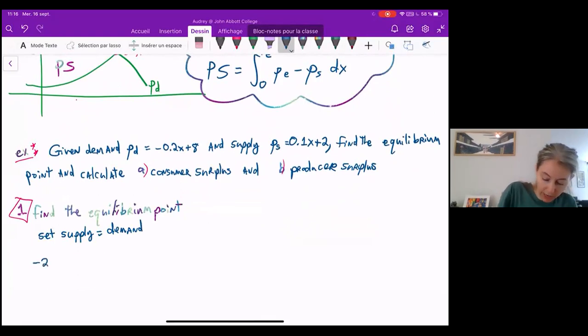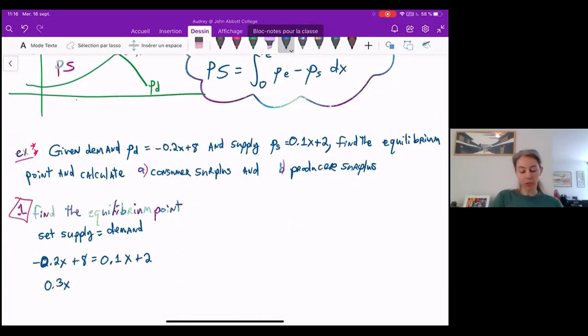So in this case, I'm going to have negative 0.2x plus 8 is equal to 0.1x plus 2. So I'm going to add 0.2x to both sides to get 0.3x. And then I will subtract 2 from both sides to get 6. So here I get that x is equal to 6 over 0.3, which is equal to 30. Okay, so that's my x sub E. That's my equilibrium number of units. I need to find the equilibrium point.